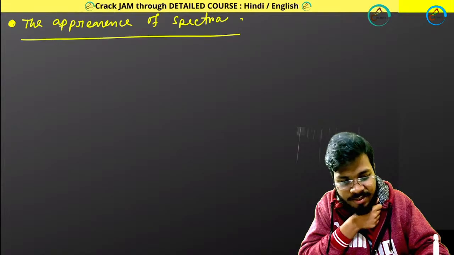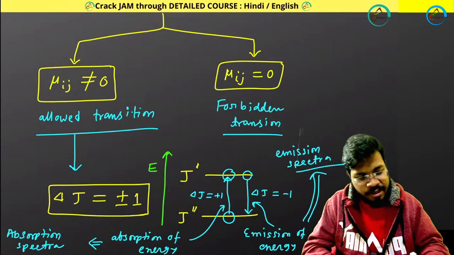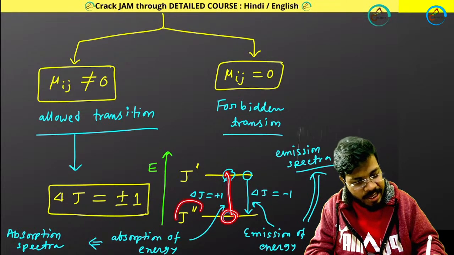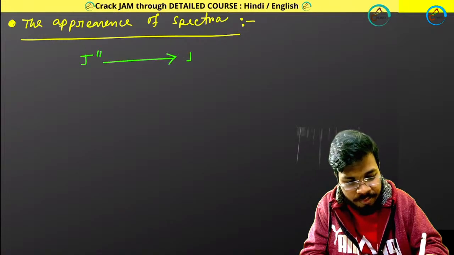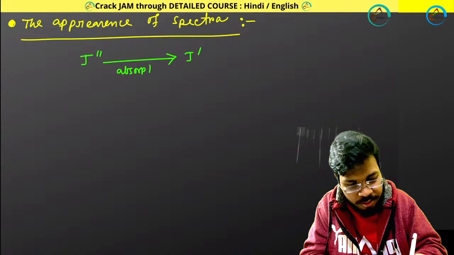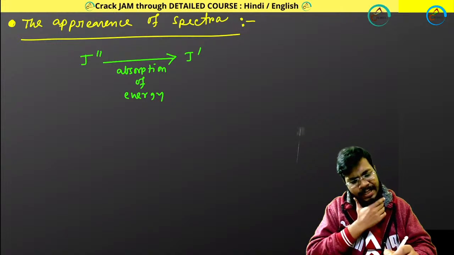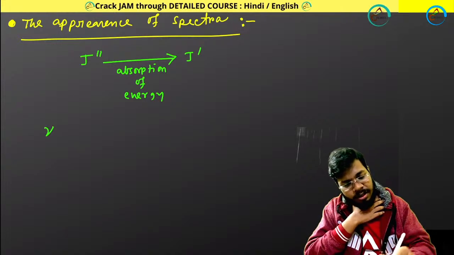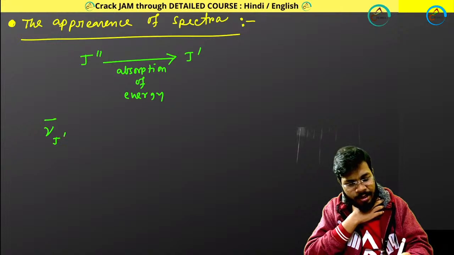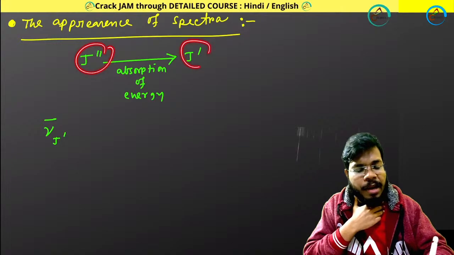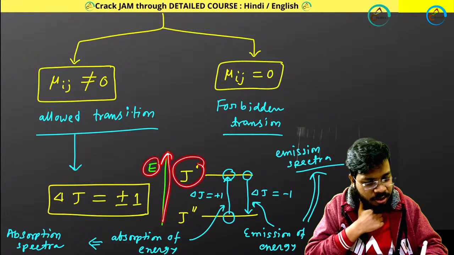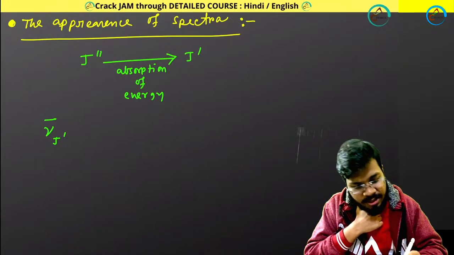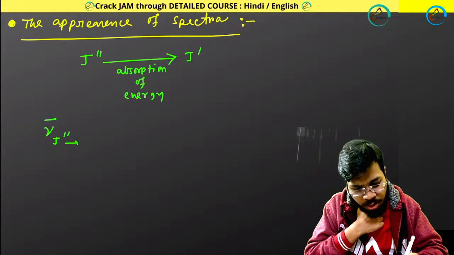If I talk about absorption spectra, it means going from here to there. I have considered j double prime to j prime, and suppose this is my j value. So j double prime to j prime through absorption of energy. That means I can consider nu bar, j double prime to j prime. It is higher energetic, it is lower energetic, which I have already shown you. So this transition means j double prime to j prime.